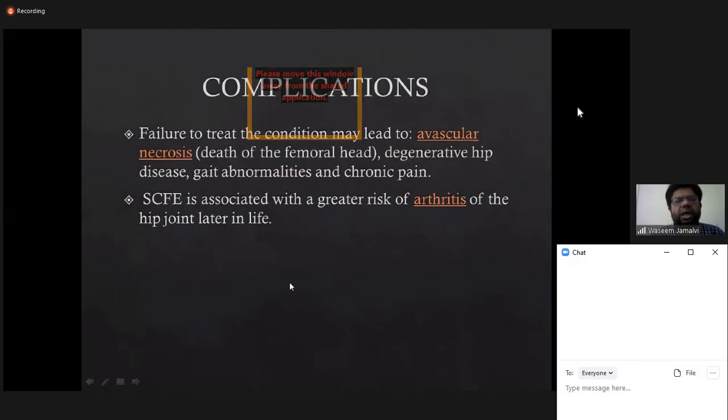Okay. As you know, a complication is that slipped capital femoral epiphysis can convert to Legg-Calvé-Perthes, and then there is avascular necrosis where the femoral head is totally destroyed, so that is very problematic. There is also degenerative hip disease, chronic pain and gait abnormalities. Slipped capital femoral epiphysis is associated with a greater risk of arthritis in advanced age, later in life.